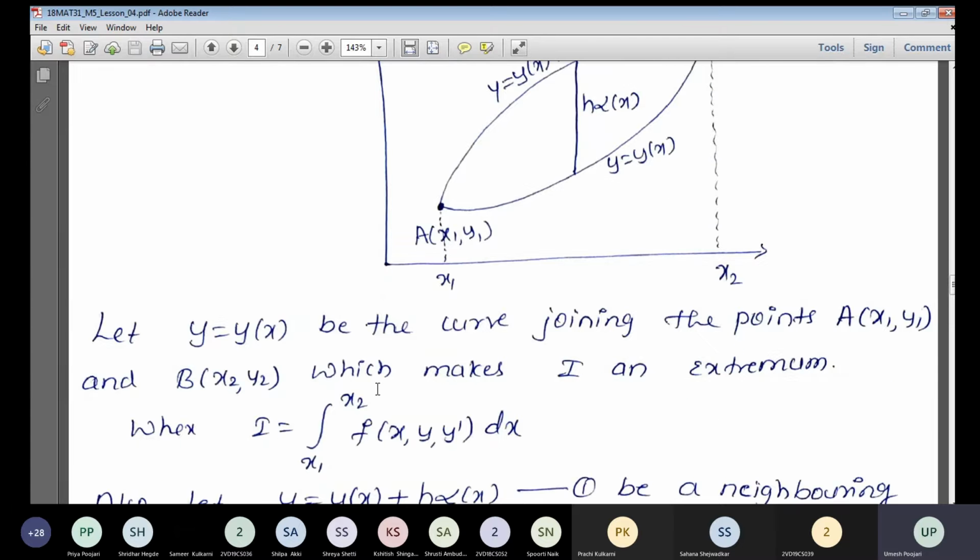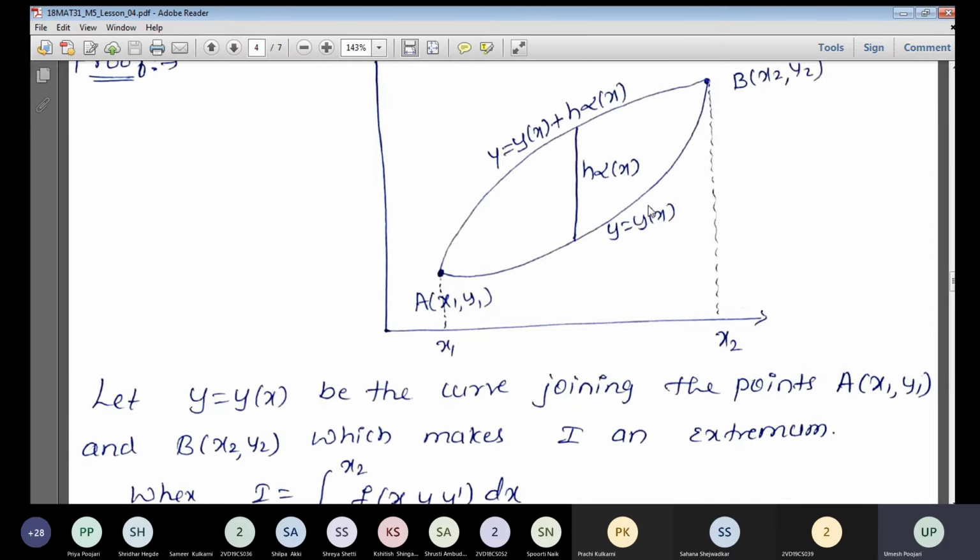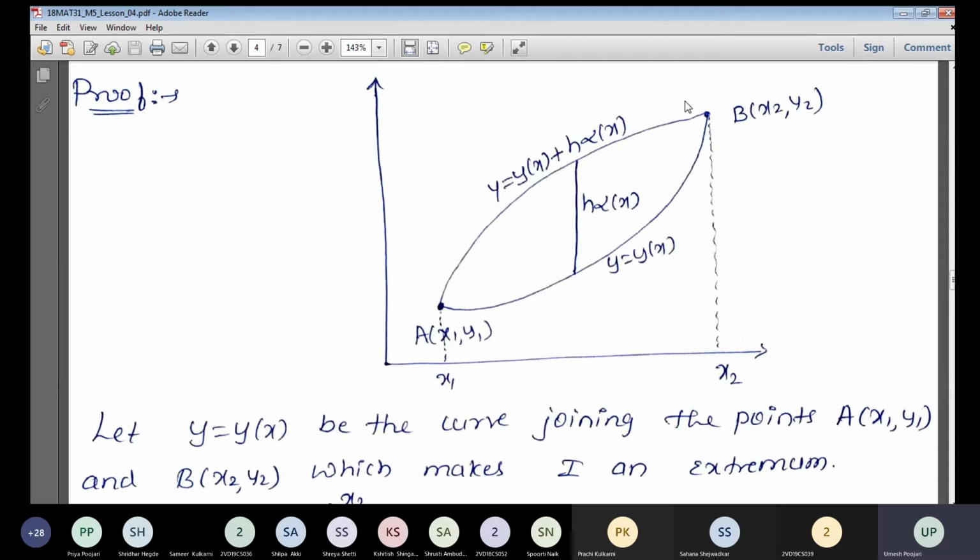Here I equal to the integral of f(x, y, y') dx from x1 to x2. This is nothing but the given integral. After considering this basic curve, I will consider one more curve between A and B. All of you observe carefully here. The first curve is y(x) joining A and B. Now I will consider one more curve, that is y equal to y(x) plus h into alpha(x). This h into alpha(x) is nothing but the distance between these two curves.